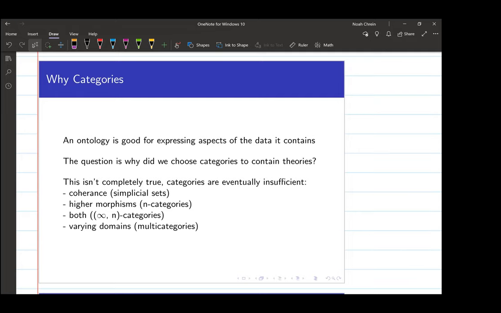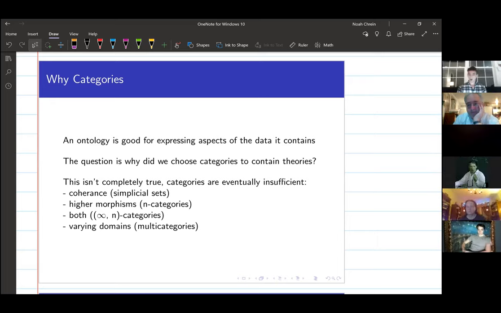in this sense. There are other theories that need something better than categories in order to actually express what's going on. For example, in homotopy theory, in order to talk about higher coherence, we need to talk about simplicial sets. In order to talk about higher morphisms, we need to talk about N categories.